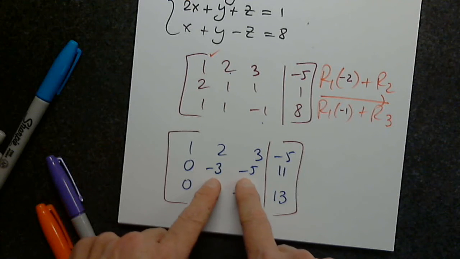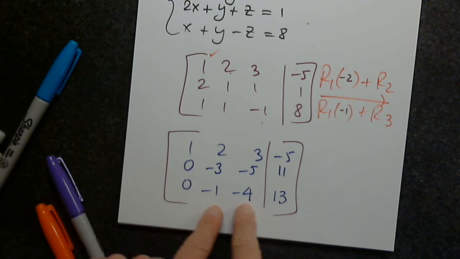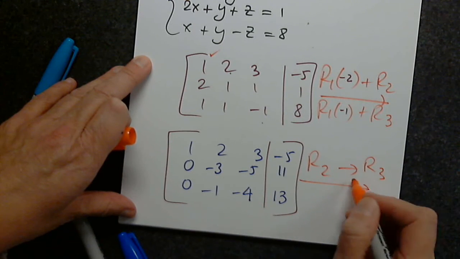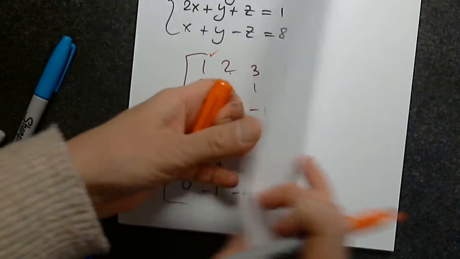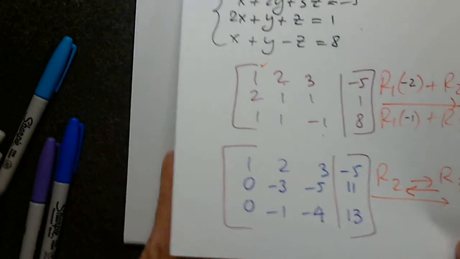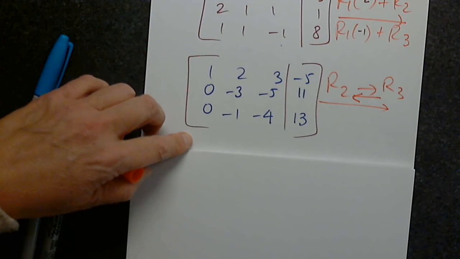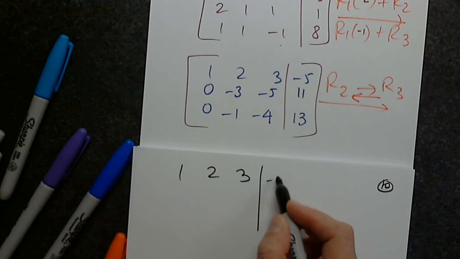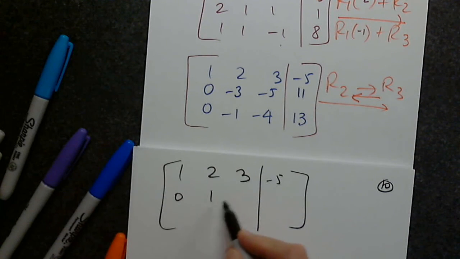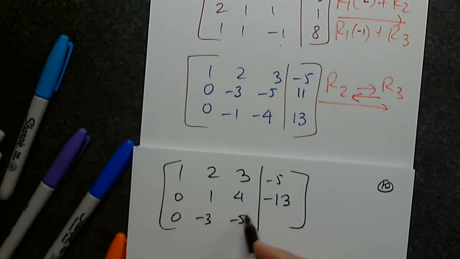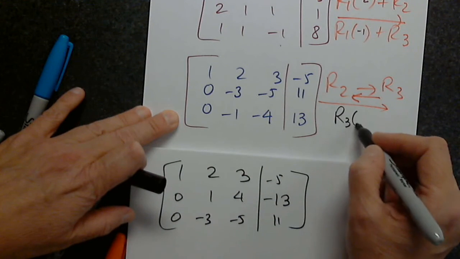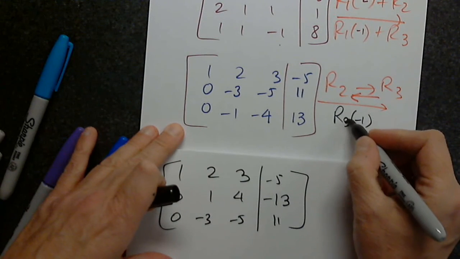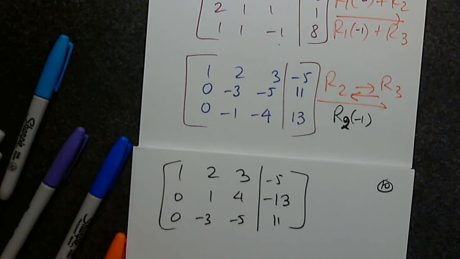Now I can do this instead of dividing everything by 3. I can do this and multiply by negative 1. So, row 2 becomes row 3, and row 3 becomes row 2. Yes, because I don't want to use a fraction if I can avoid it, but sometimes you can't avoid it. So, 1, 2, 3, negative 5, 0, 1, 4, negative 13, and 0, negative 3, negative 5, 11. So I also multiplied row 3 by negative 1 in the process. So I could say row 2 if you'd like, because at first I swapped them, and then I multiplied by negative 1.